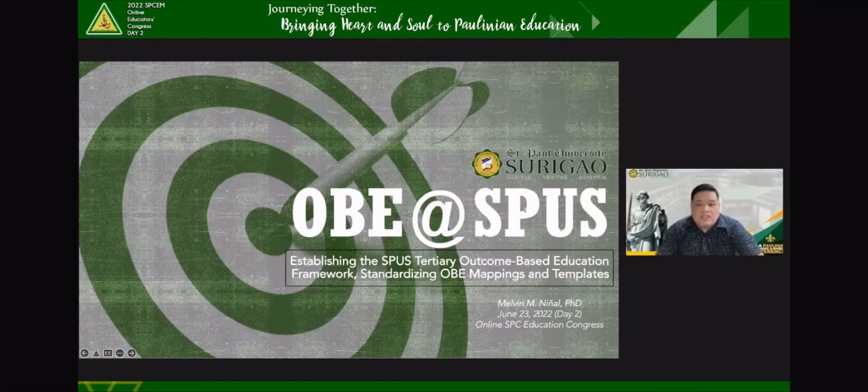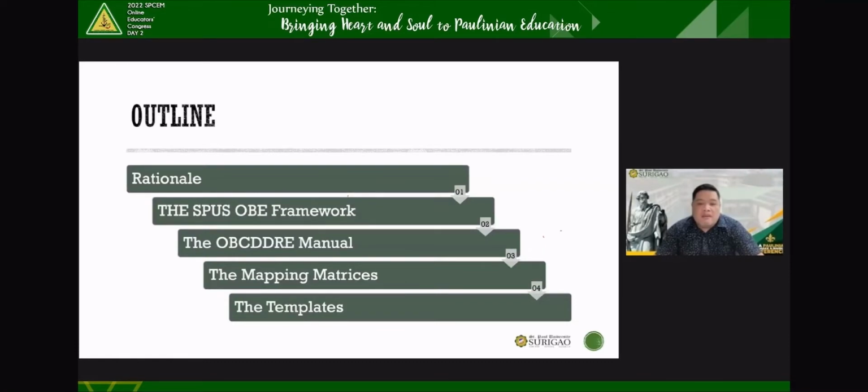In this presentation, I am going to share how St. Paul University Surigao established its outcome-based education framework of implementation for tertiary level and how we standardize the mappings, matrices, forms, and templates through a comprehensive outcome-based curriculum design, development, review, and evaluation manual. This brief sharing will cover the following: rationale, the SPUS OBE framework, the OBCDDRE manual, the mapping matrices, and the templates.